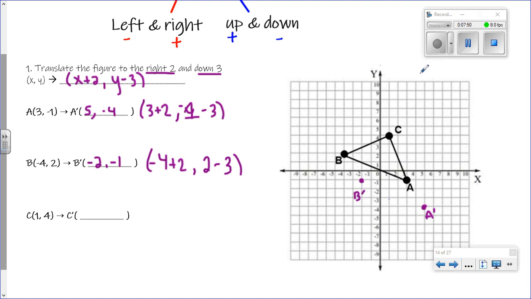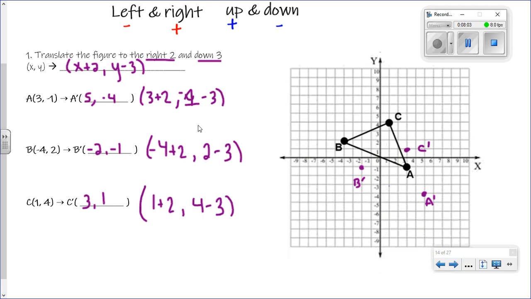So go ahead and pause the video for a second and find C prime using the rule and then see if you can plot it on the graph. Alright, so point C should be at 3, 1. Also, if you plotted it, C prime is over here again at 3, 1. If you would have gone right 2, down 3.